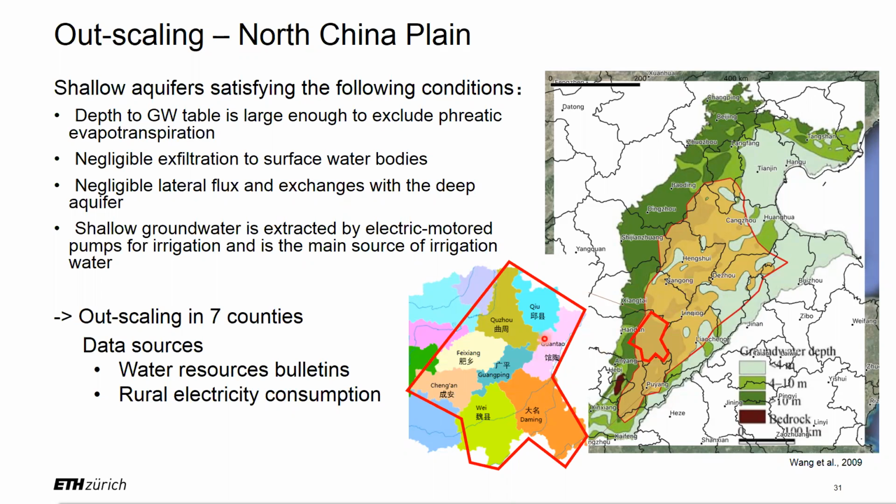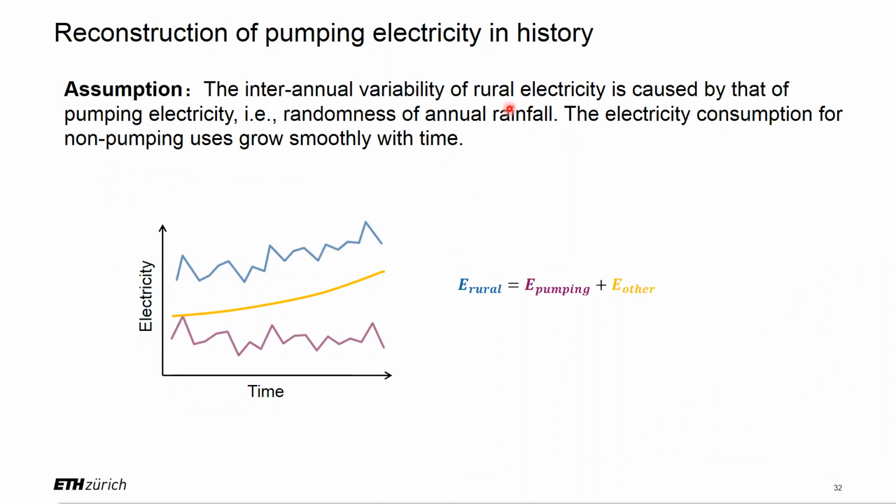We did the outscaling analysis first in 7 counties next to Guantao County, and the data we have is from the Water Resources Bulletin and rural electricity consumption from the statistical yearbooks. Since the rural electricity consumption includes not only pumping electricity but also non-pumping electricity, we have an assumption that the electricity consumption for non-pumping use grows smoothly with time as the economy grows.